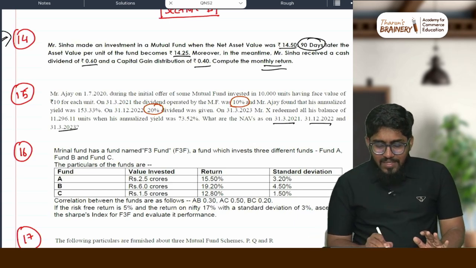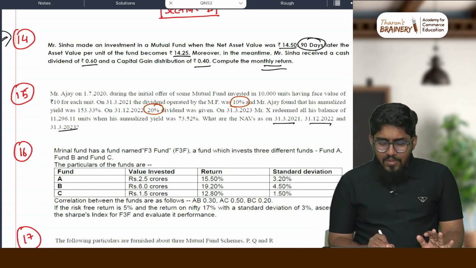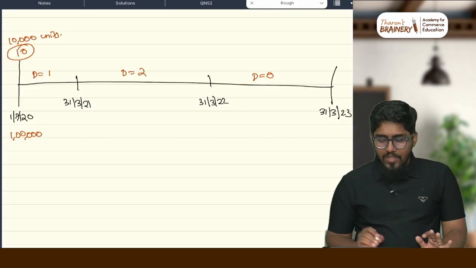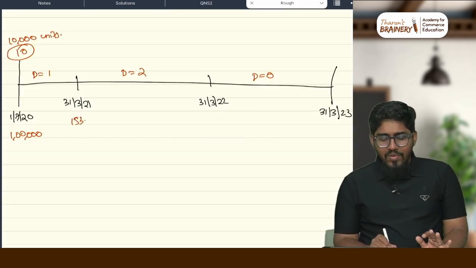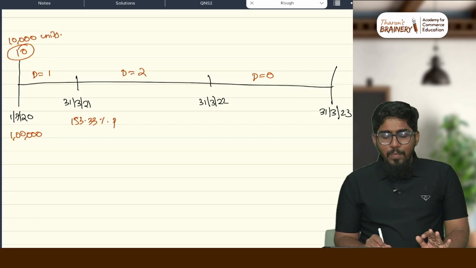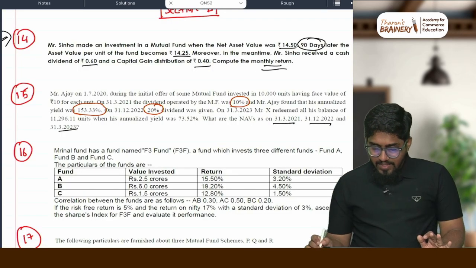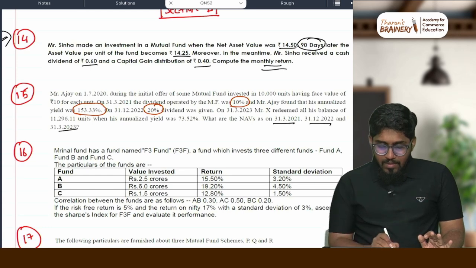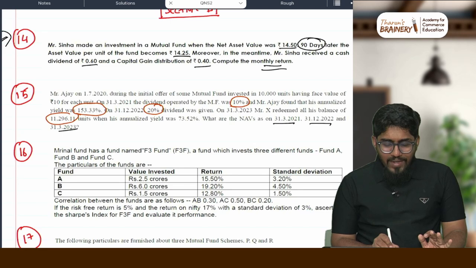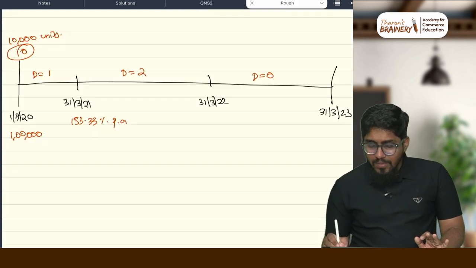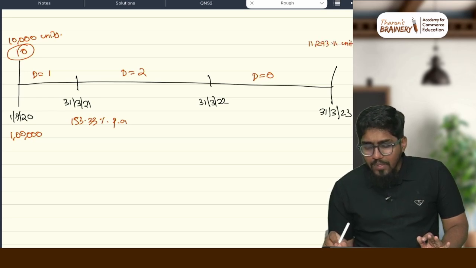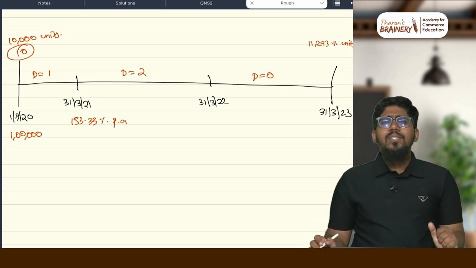Now what else is given in the question? My annualized yield as on 31/3/21 was 153.33% per annum. Why am I writing per annum? Because this is my annualized yield. Next, I have redeemed my balance on 31/3/23 of 11,296.11 units. So on 31/3/23, my 10,000 units become 11,296.11 units.